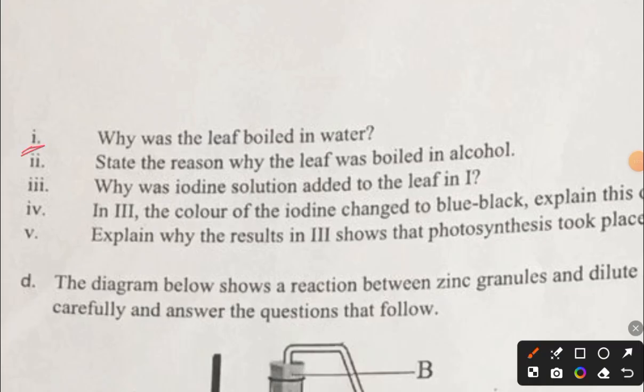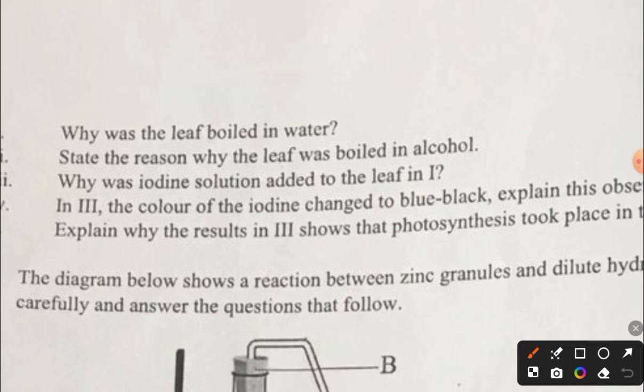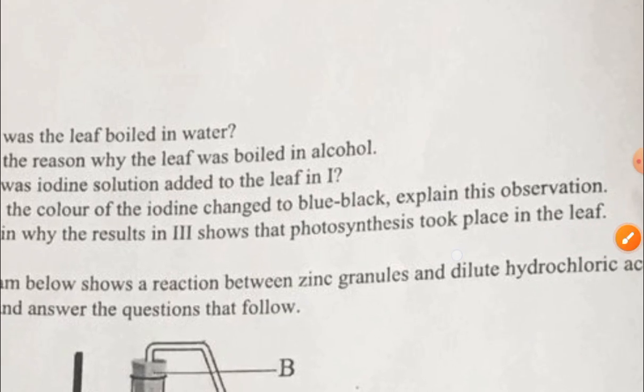The first question, why was the leaf boiled in water? Now, you know the leaf was attached to a plant which is a living thing, so it is boiled to kill the cells. State the reason why the leaf was boiled in alcohol. It was boiled in alcohol to remove the chlorophyll. Why was iodine added to the leaf in I? Iodine is used to test for starch, so that was why iodine was dropped onto the leaf in I. Then the next one says in III, the color of the iodine changed to blue-black. Explain this observation. So it changed to blue-black because there's starch present.